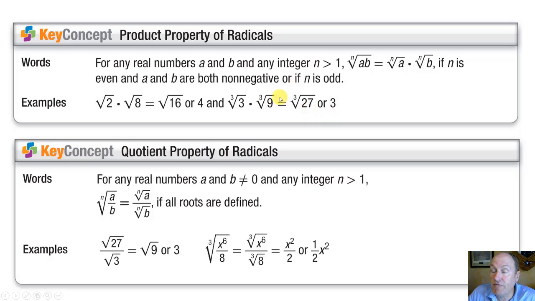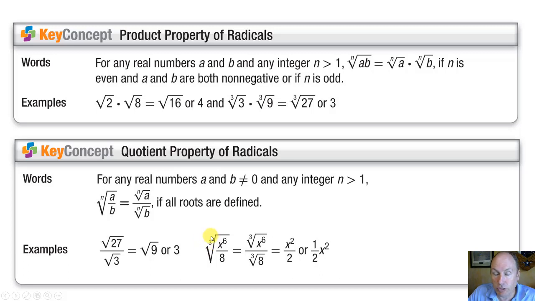There is a quotient property for radicals as well. As long as we have real numbers A and B, with B not being equal to 0, of course, because of division by 0, and any integer index greater than 1, same rules as before. The nth root of A divided by B is equal to the nth root of A over the nth root of B. So the square root of 27 over the square root of 3 can be simplified down into the square root of 9, which is 3.